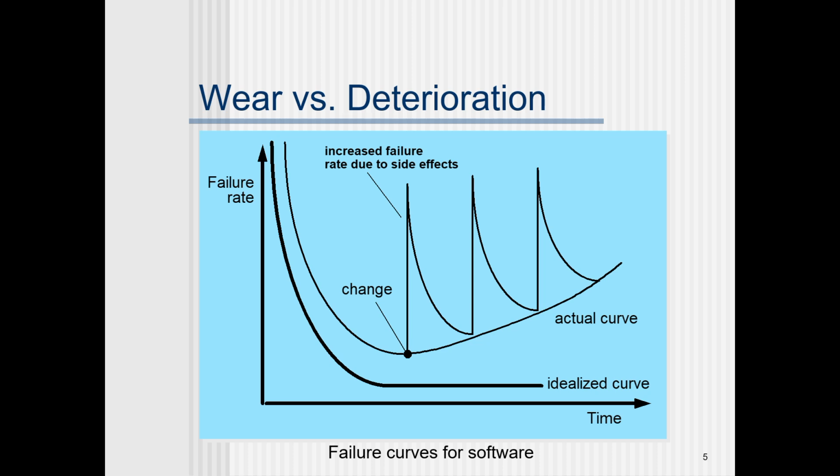Now, this is the graph which you are able to see. This graph stands for the wear versus deterioration curve. It is a very important graph with respect to your semester exam and also your internals; they can ask this question. Draw the graph considering failure rate on the y-axis and time on the x-axis. What is the difference between hardware and software? That is wear versus deterioration. Wear stands for hardware and deterioration stands for software.